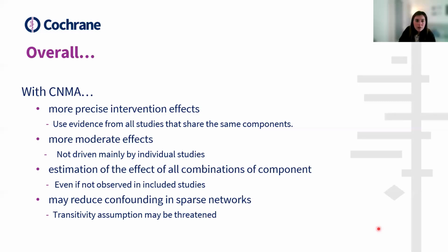Also, with component network meta-analysis, we may reduce confounding in sparse networks, but the transitivity assumption, which is a main assumption in network meta-analysis and implies that all the indirect comparisons are valid, may still be threatened. So we may reduce confounding in sparse networks using component network meta-analysis, but we should again consider transitivity.